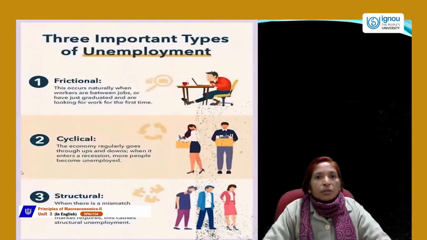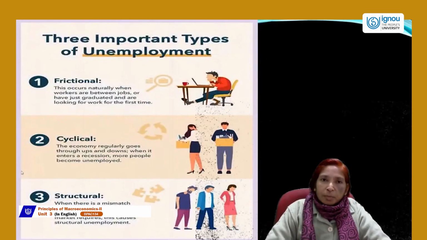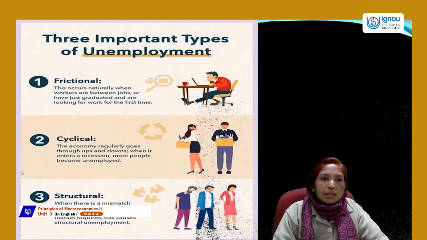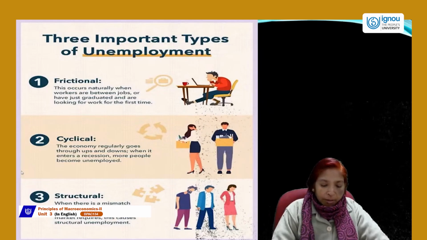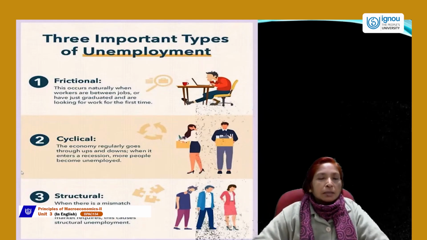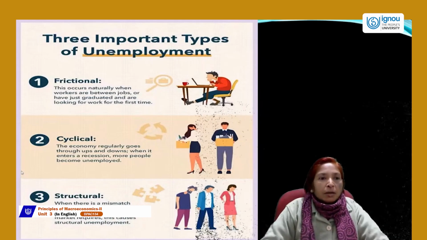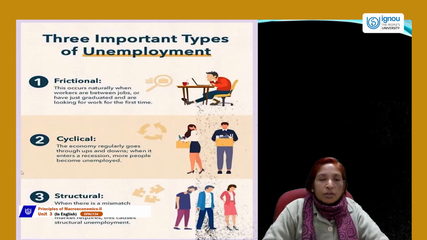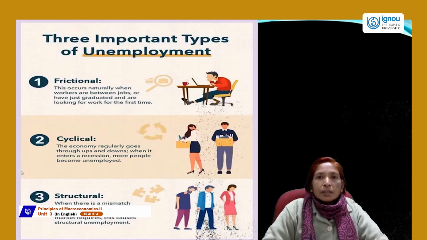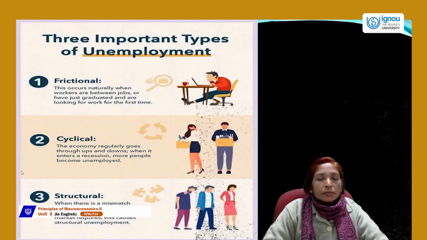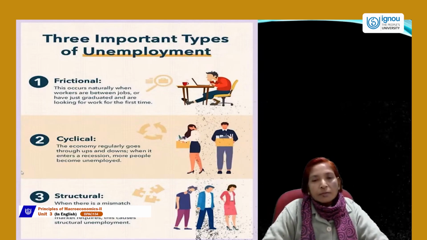Next are three important types of unemployment. The three main important types of unemployment, number one is frictional unemployment. This type of unemployment occurs naturally when workers are between jobs or have just graduated and are looking for work for the first time. That is frictional unemployment.